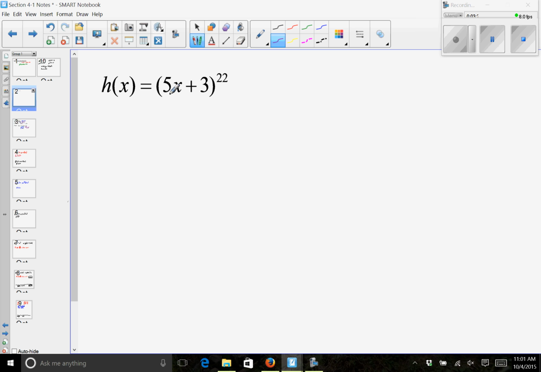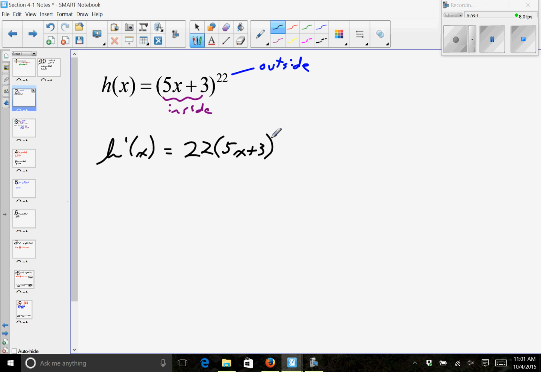So for example here, 5x plus 3 would be the inside, and the 22nd power is the outside. So if I want the derivative of h, that's derivative of the outside, which would mean do the power rule. And when I do that, I'm not doing anything to the 5x plus 3 yet. I just took the derivative of something to the 22nd power, which is the power rule, times the derivative of the inside. And now I look at what's the derivative of 5x plus 3, which is 5.